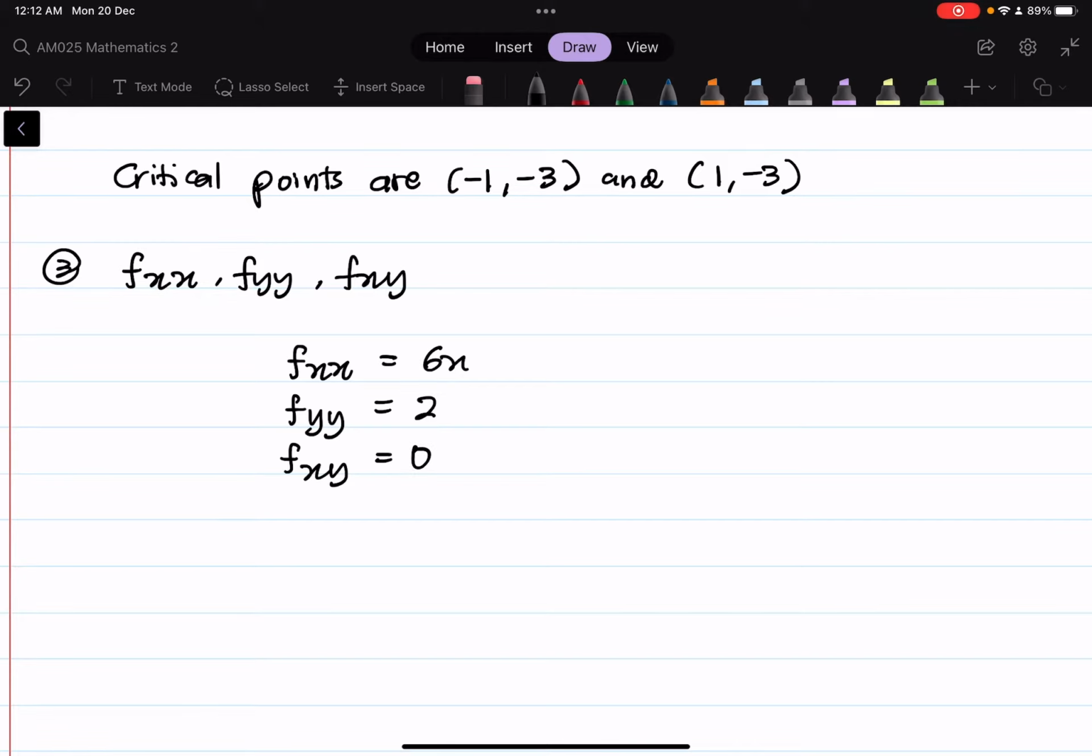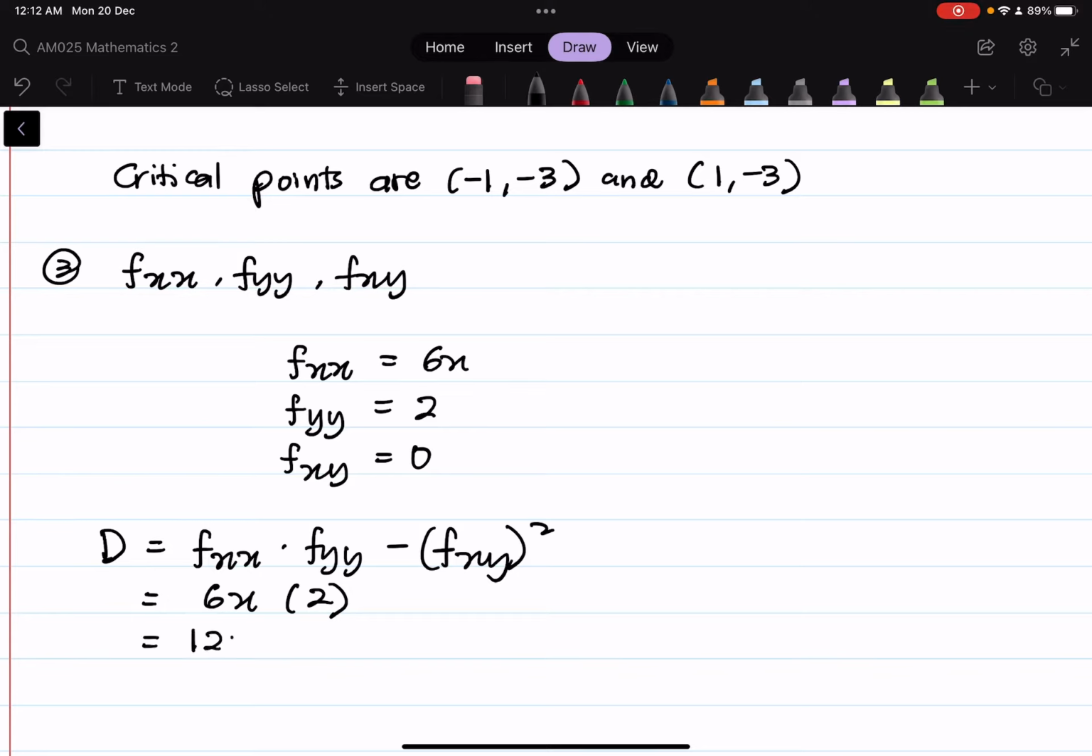So we're going to use this f sub xx, f sub yy, and f sub xy for the D test, which is f sub xx times f sub yy minus f sub xy squared. So let us substitute. F sub xx is 6x times f sub yy is positive 2 minus f sub xy squared, which is 0 squared. So we have 12x.